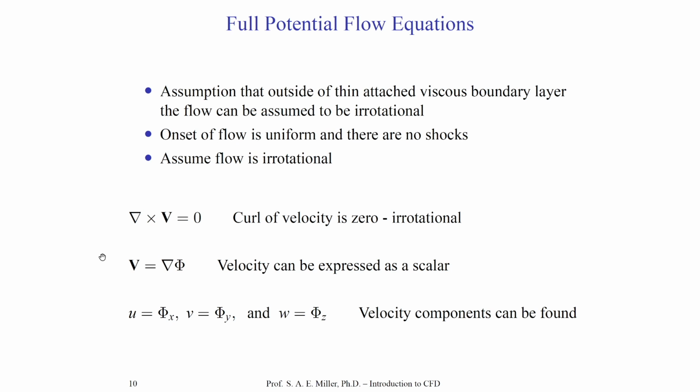One, of course, is that the curl of velocity will be 0, meaning the flow is irrotational. That's nabla cross v, velocity, equals 0. Next, of course, we are assuming that the velocity can be expressed as a scalar potential. That is, the velocity equals nabla phi. Next, we can define from the above equation the velocity components themselves. u will be partial phi partial x, v will be partial phi partial y, and w will be partial phi partial z.